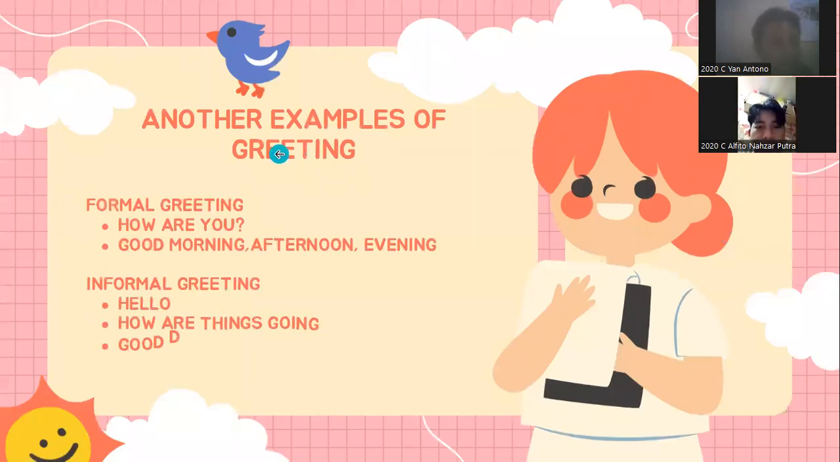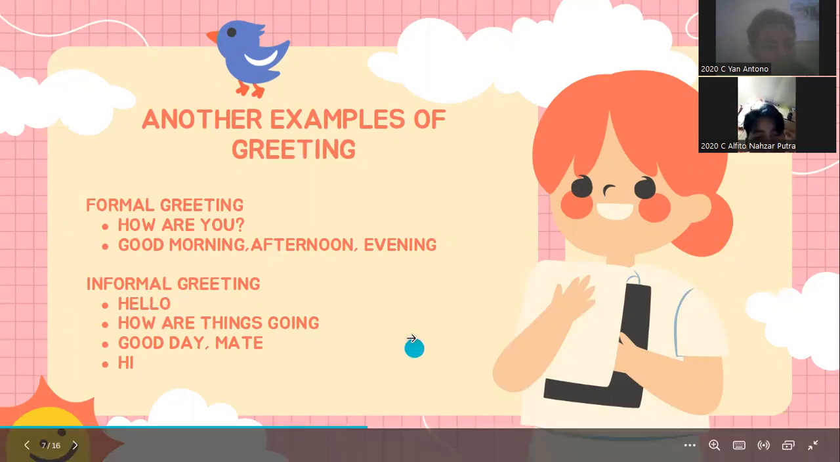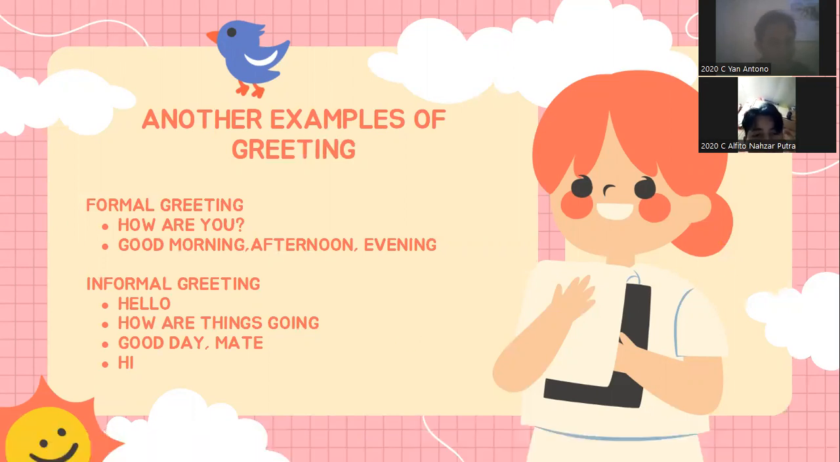Okay, these are other examples of greeting. Now, there are formal and informal greetings. Hey, good morning, good afternoon, good evening, gitu ya. That's a formal greeting. But for informal greetings, anybody want to read this? Siapa yang mau baca? Silakan. The first one is hello. The next one is how are things going? The third one is good day, mate. And the last one is hi. Okay. Thank you so much for explaining.